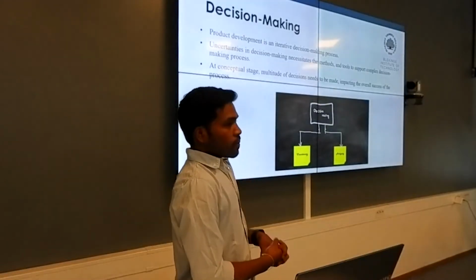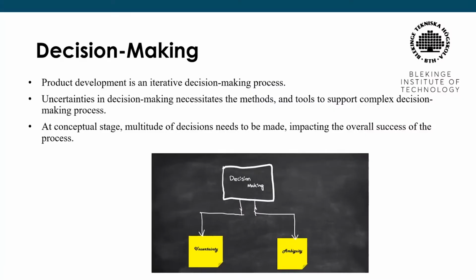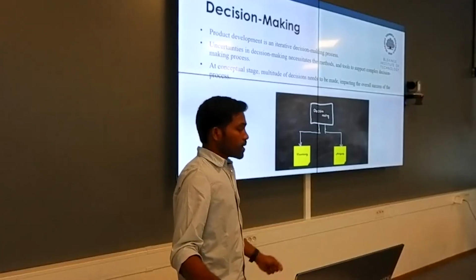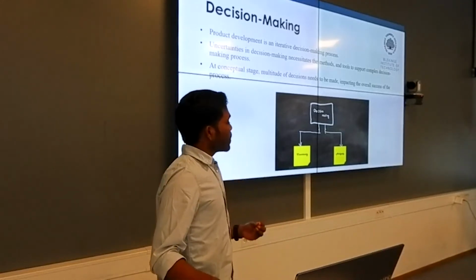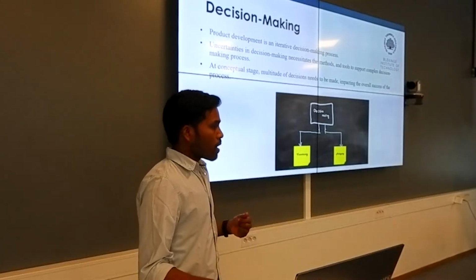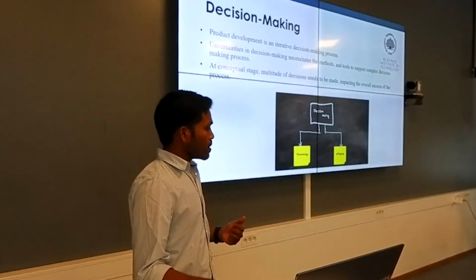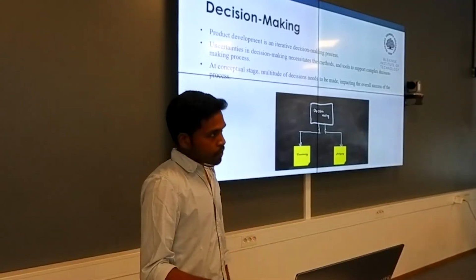And also, product development is an iterative decision-making process, which is characterized by uncertainty and ambiguity, where uncertainty is lack of knowledge, thereby necessitating methods and tools to support the complex decision-making process. At the early stages of the product development process, many decisions can be made. Understanding the decisions made at this stage can have good value, both from a user and a provider perspective.